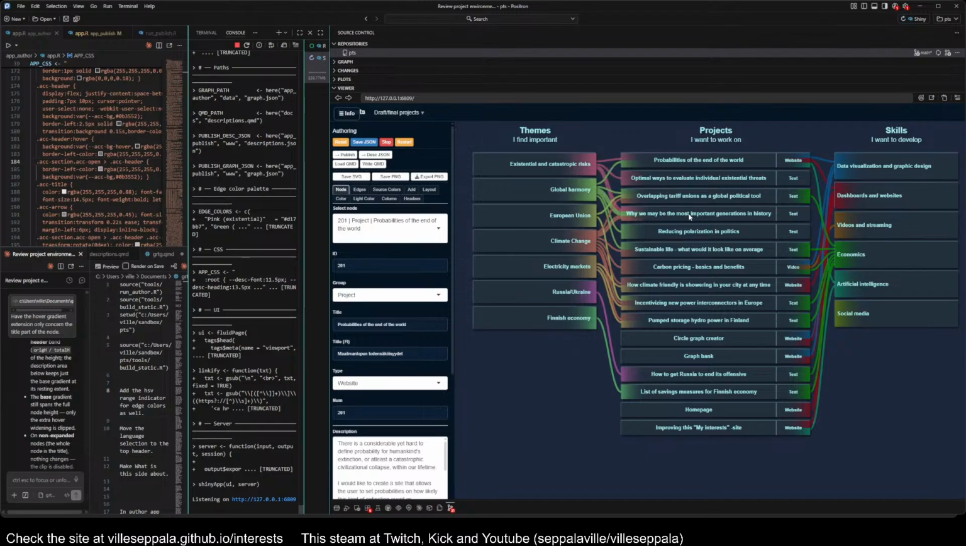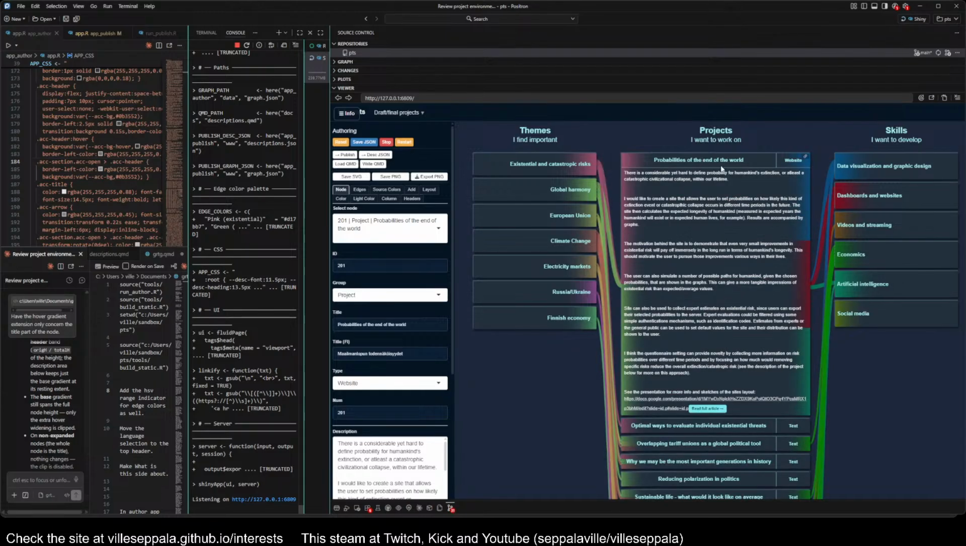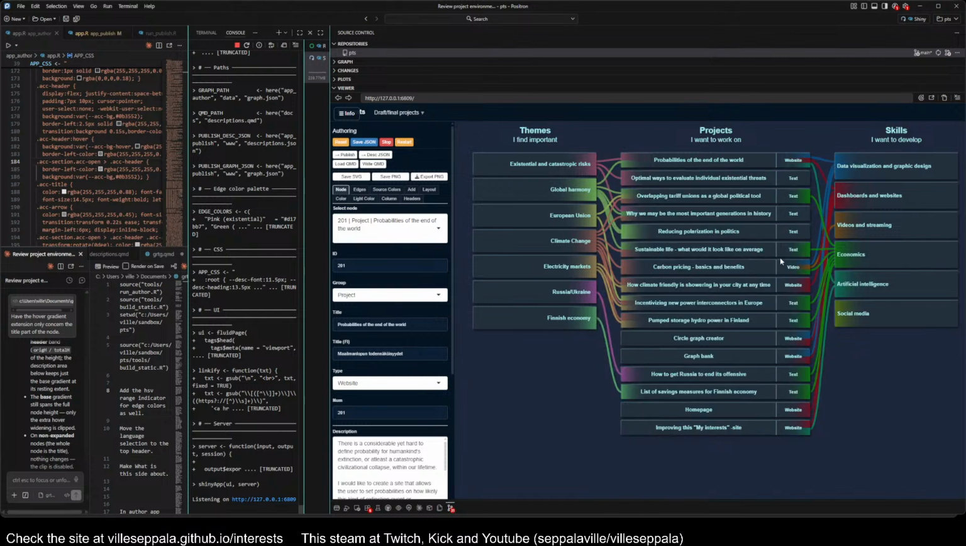This is a side of the project ideas or projects that I'm doing, and what we are doing today is related to this project here on the probabilities of the end of the world, this kind of website, or some kind of extinction simulator. So I'm gonna take this off now and go back.